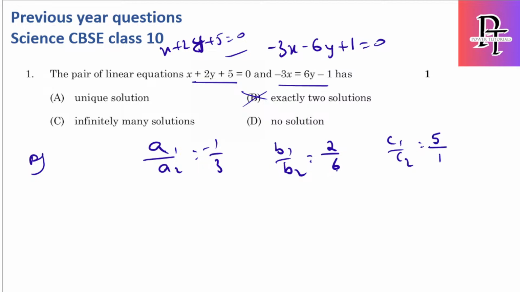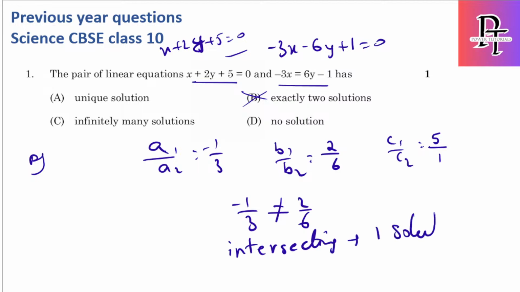You can see here it is not even equal: minus 1 by 3 is not equal to 2 by 6. If A1 by A2 is not equal to B1 by B2, the lines are intersecting, and intersecting means only one solution. But if you write 6 here as minus 6, then definitely you will get consistent and infinitely many solutions. But that is wrong. It should be a unique solution, because A1 by A2 is not equal to B1 by B2, because I have to write minus 1 by 3 and 2 by minus 6 here. I'm sorry, 2 by minus 6.